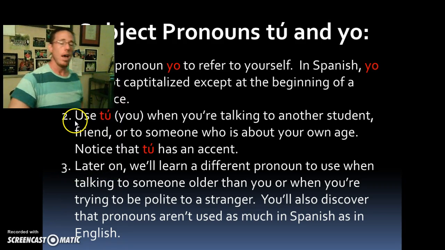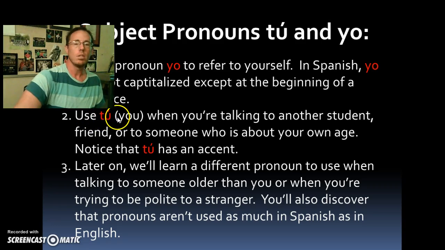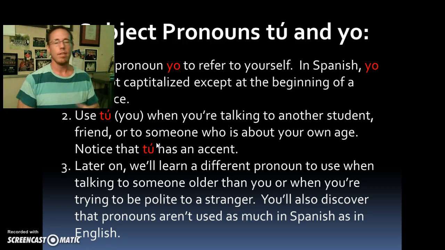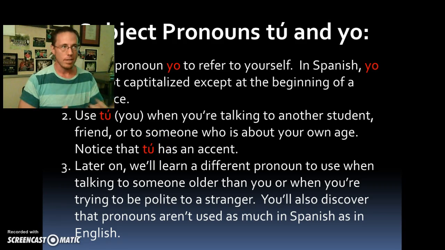For item number 2, use tú, which is you, when you're talking to another student, a friend, or to someone who's about your own age. Notice that tú has an accent over the u. So that's a way of saying you when it's someone that's considered an equal or an informal situation.